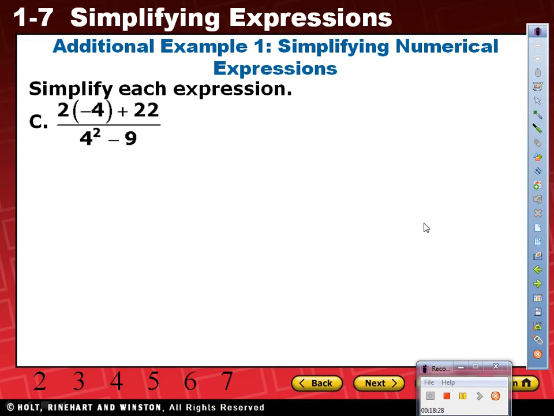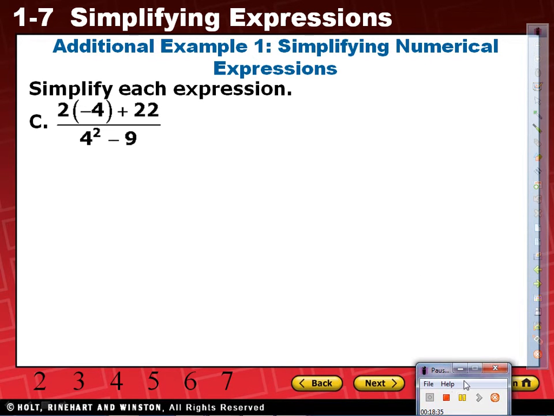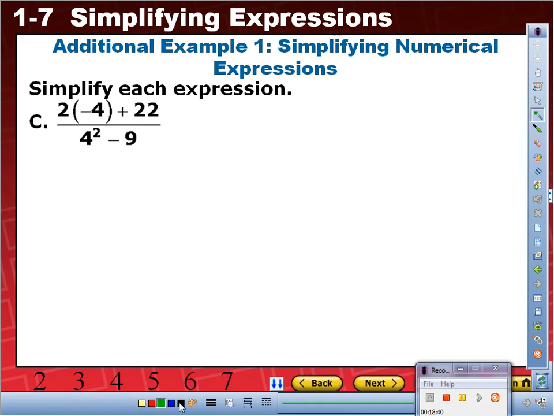No, it was example 1A and B. Oh, actually, this is example 1C. 1C. Copy that, please. All right, let's work this out together. Here we go. I'm going to write my order of operations, PEMDAS, so I can keep myself organized. So here we go. I'm going to start. Do I have any parentheses or grouping symbols? Yes, the bar is a grouping symbol.